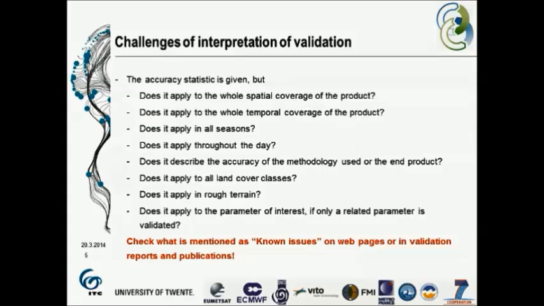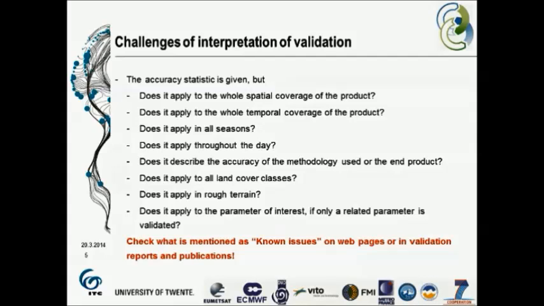Is it so that in some geolocations the accuracy is what is given in the validation report, but in other places it is something else? Does it apply to the whole temporal coverage of the product? If we have a long time series, are the early products as accurate as the late products? Does it apply in all seasons? So even if we are measuring and validating both in summer and in winter, autumn and spring, is the accuracy the same in summer as in winter?